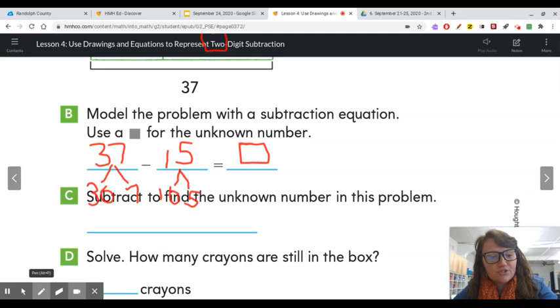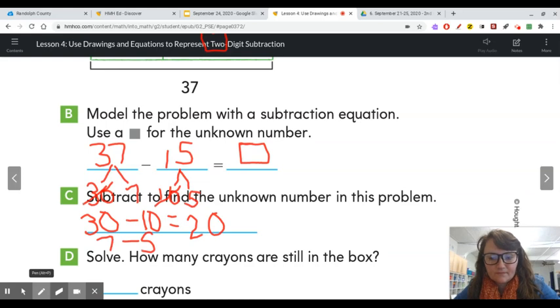Okay, so now let's start with our tens. So 30 minus 10 is what? Okay, should have said 20. Now we haven't done the ones yet. What's 7 minus 5? Okay, you should have gotten 2. So 20 plus 2 is 22. Yeah, that's a beautiful 2, but that's okay. All right, so go ahead and write that down.